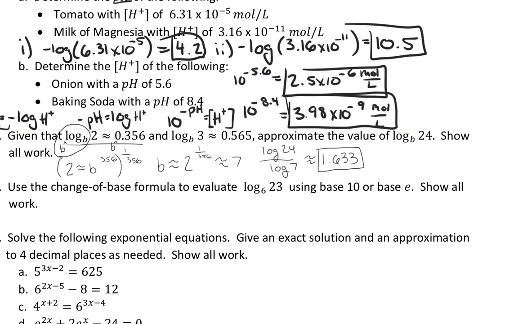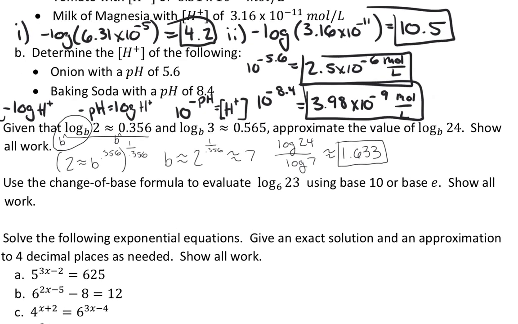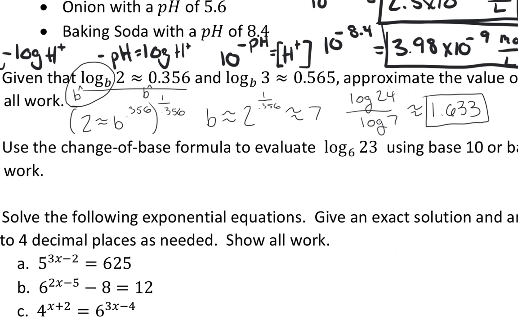Use the change of base formula to evaluate log base 6 of 23 using base 10 or base e. Show all work. So I know that log base 6 of 23 is equivalent to log base 10 of 23 divided by log base 10 of 6. So I can just put log of 23 in my calculator divided by log of 6, and I will get about 1.75.